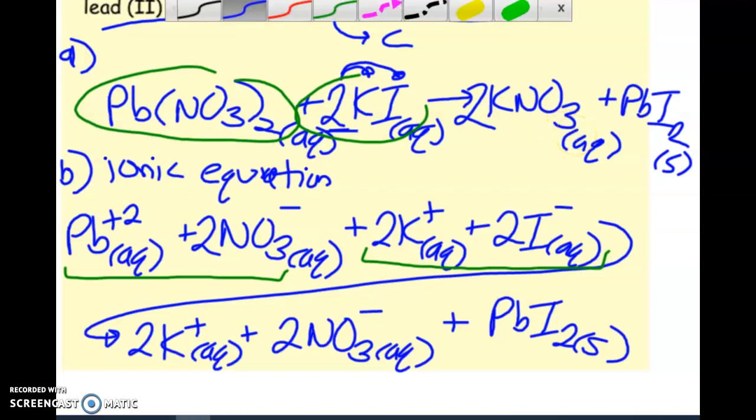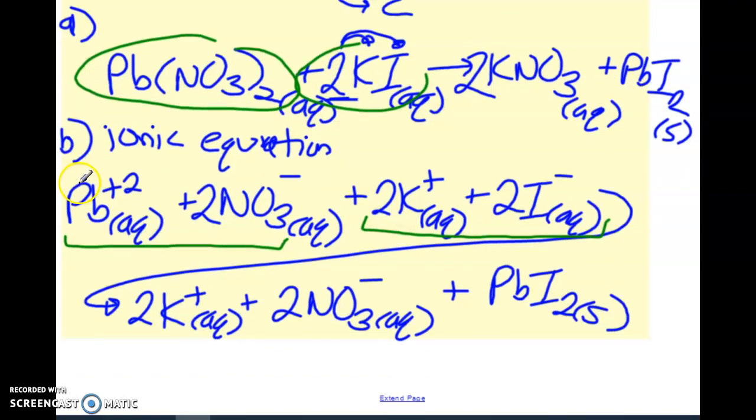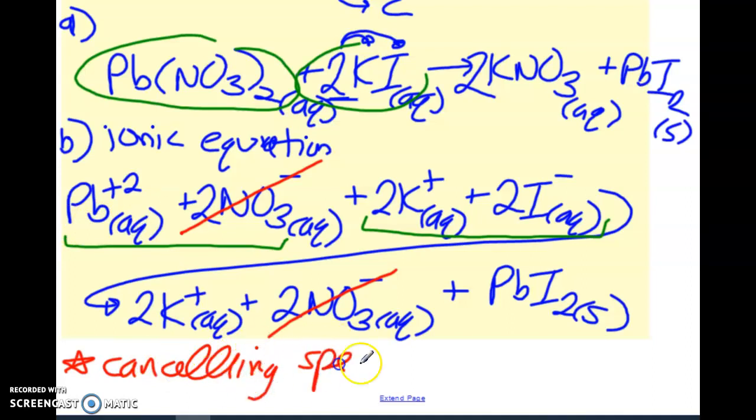So what the net ionic equation means is we're now going to cancel out or get rid of what are called spectator ions. So a spectator ion is an ion that is both on the reactant and product side of this reaction. So you'll notice here I have 2 nitrates, for example, and the product side also has nitrate. So we can cancel that out. So what we're doing is we are canceling the spectators. Okay, so our nitrates are gone.